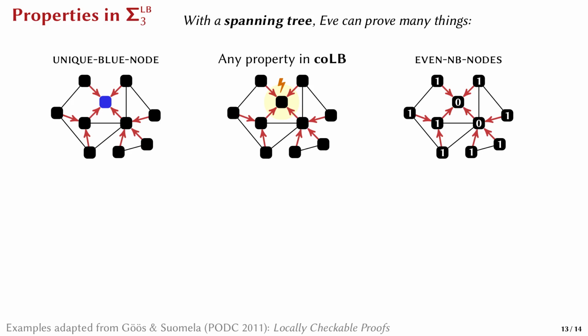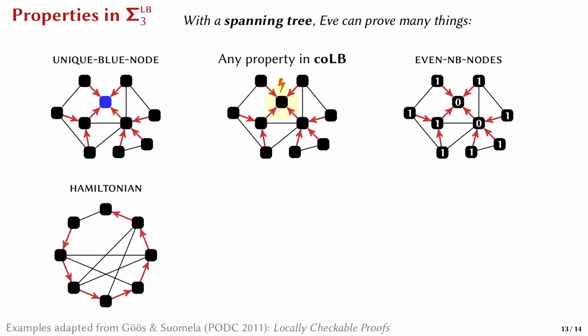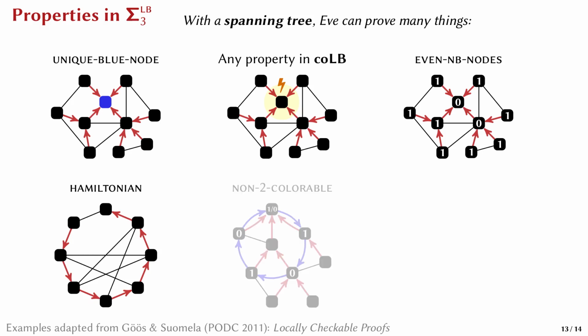But spanning trees allow us to do even more than that. For instance, a Hamiltonian path can be seen as a special case of a spanning tree where each node has at most one child. And if the root is also adjacent to the only leaf, then we even have a Hamiltonian cycle. And since these additional requirements are easy to check locally, this means that Hamiltonicity is also at level 3 at most.